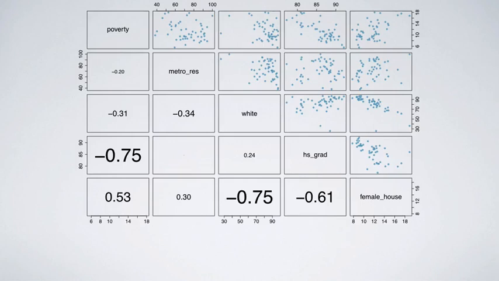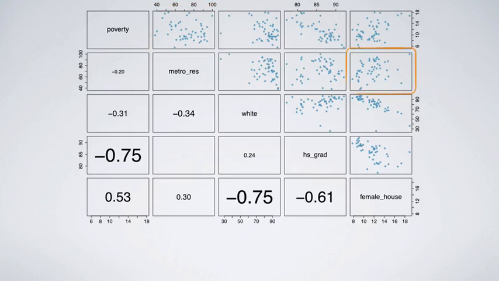The variables are percentage living in poverty in each state, percentage of residents living in a metropolitan area, percentage white, percentage of high school graduates, and percentage of female head of householders. Here we can see a bunch of scatter plots and a bunch of numbers. So let's first pause for a moment and check to see what is going on here. In the first plot, for example, our y-axis is percentage living in poverty and x-axis is percentage of metropolitan residents. The correlation between these two numbers is -0.20.